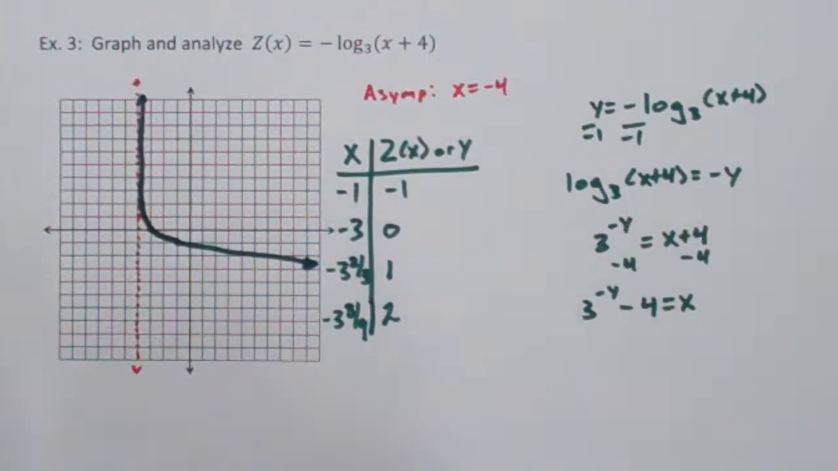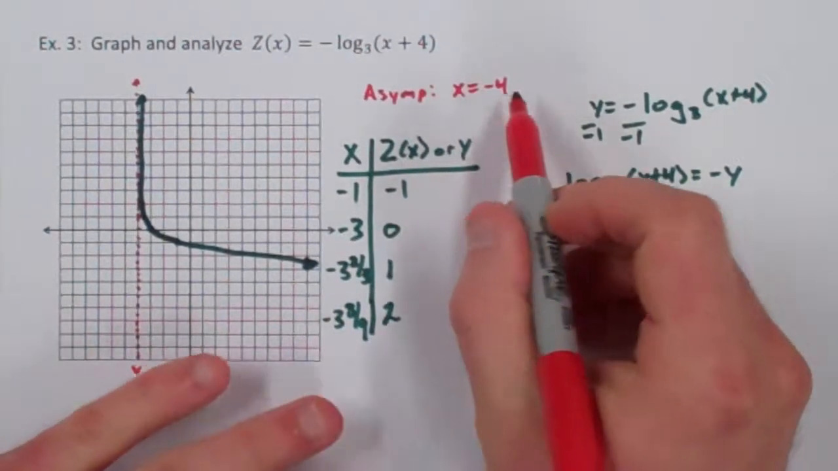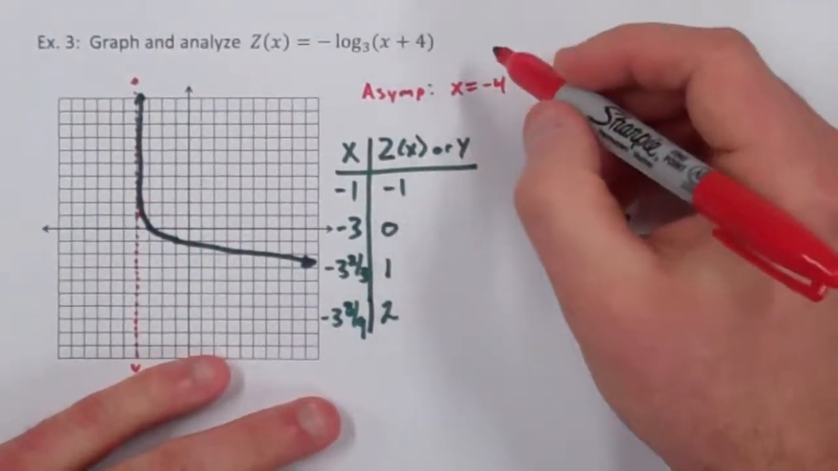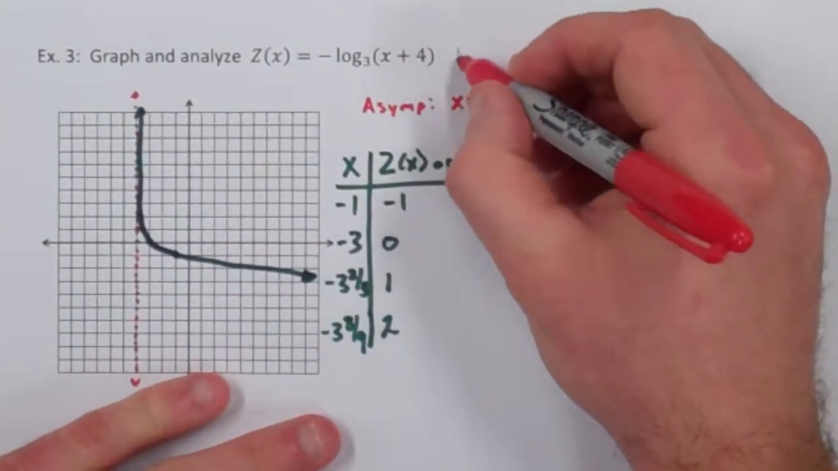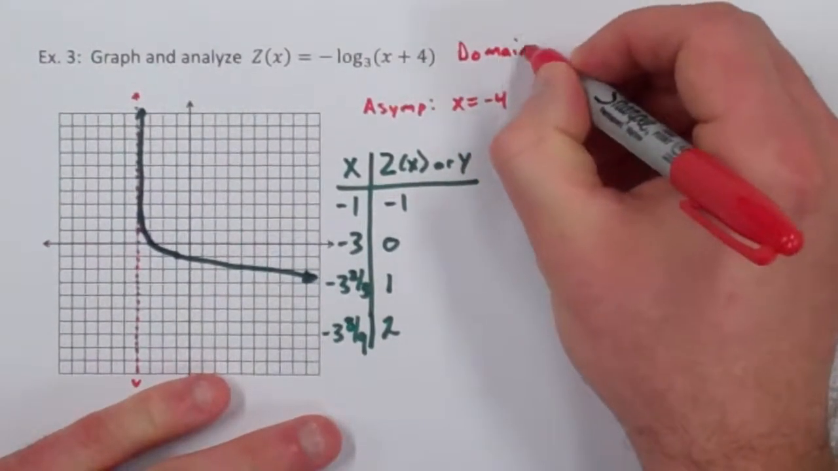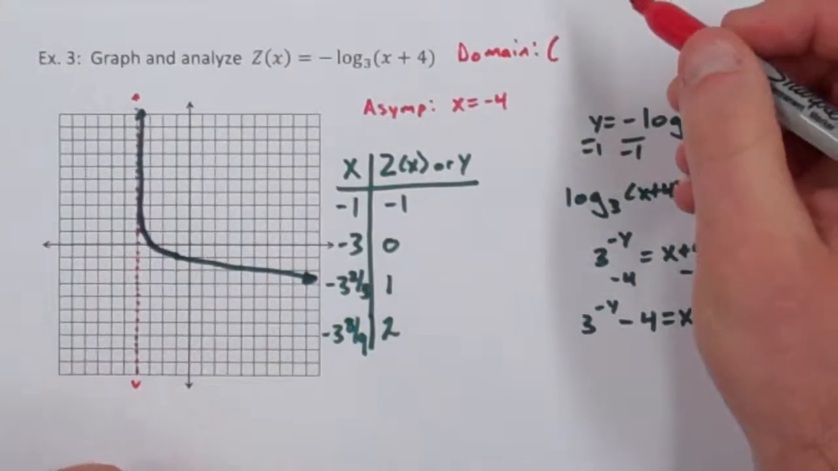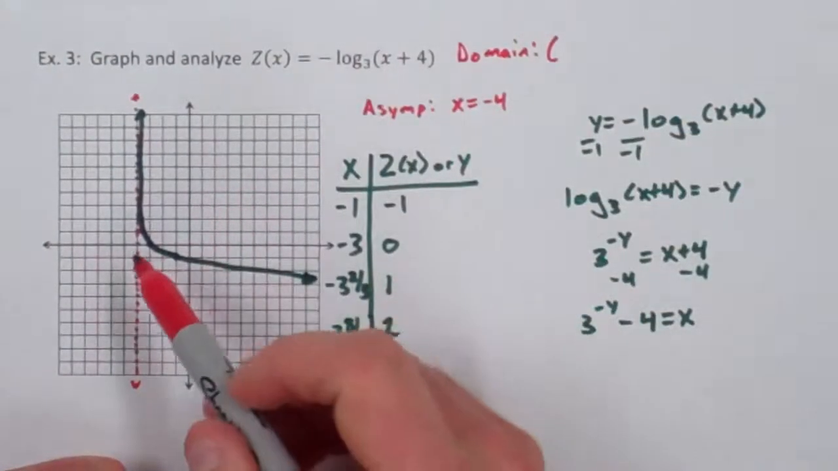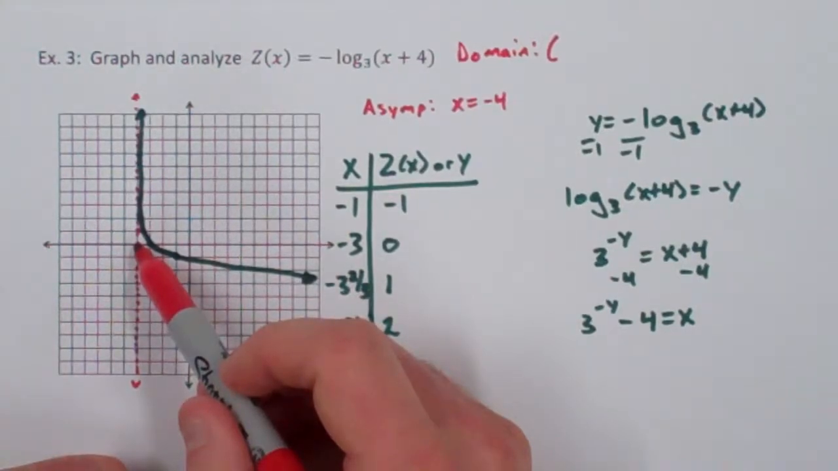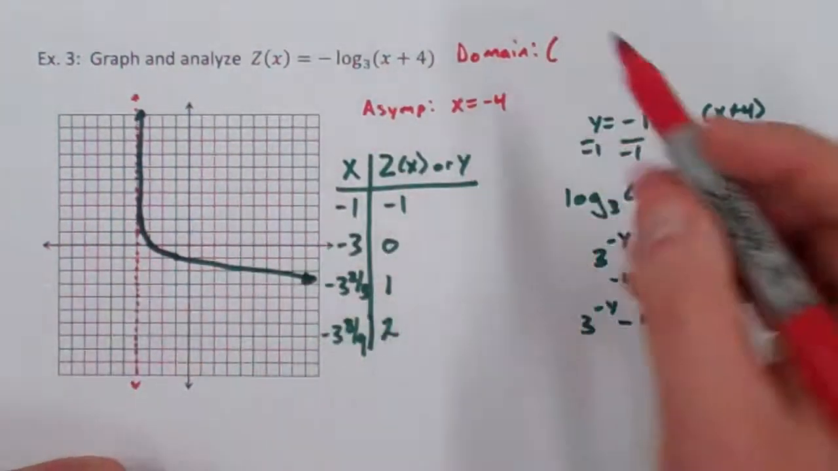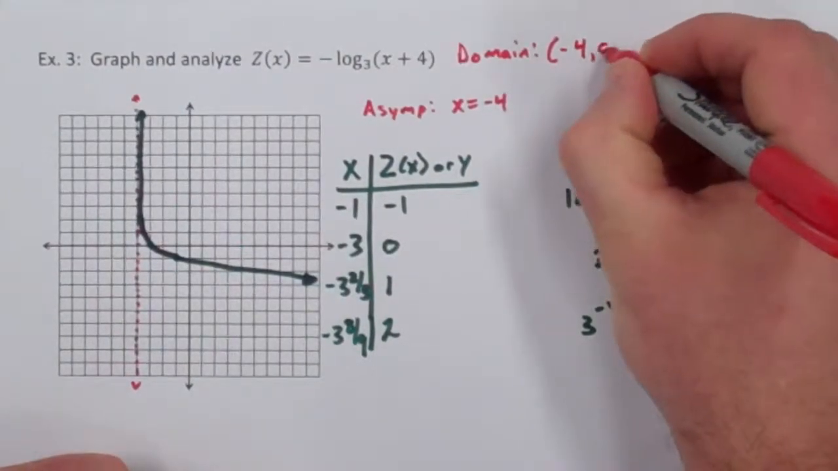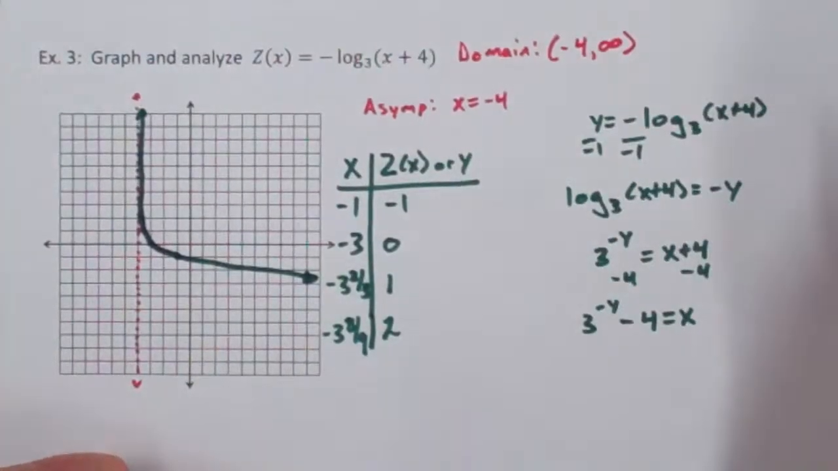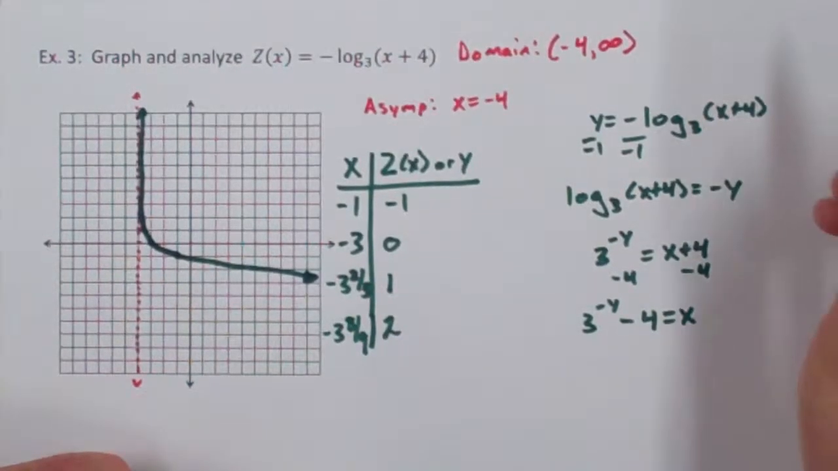If we want to analyze this a little bit more, we've got our asymptote right here, x is equal to negative 4. We could do definitely domain and range. So if we do the domain here, the domain are all the possible values of x. In this case, we can't get exactly to negative 4 and nothing lower than negative 4. So this would be negative 4 to infinity. These are all the possible values that will exist for x.